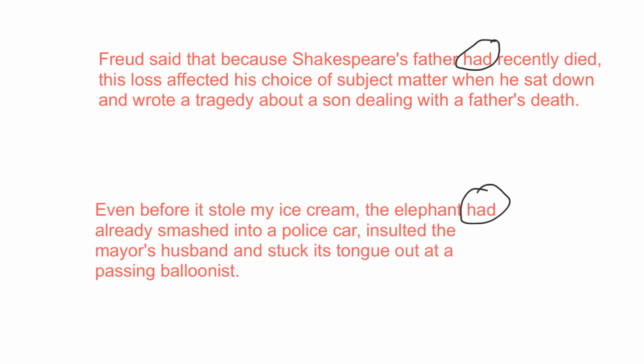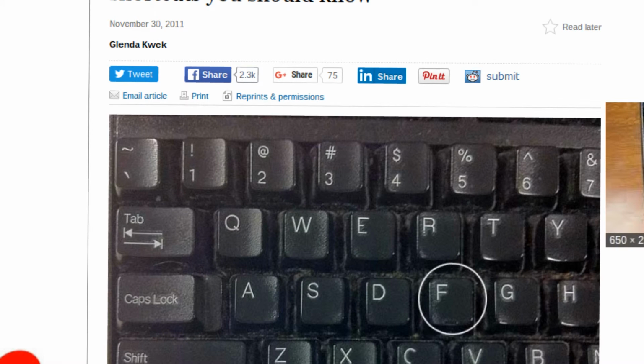So, the simple way to check is to ask, Am I talking or implying something about more than one event in the past? If so, I may need had. If not, if I'm really just talking about one event in the past or not consciously ordering events in the past, then I don't need had. Sounds like this would be a good time to talk about Control F.